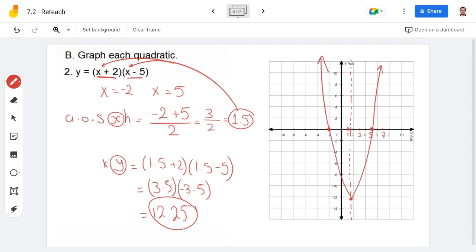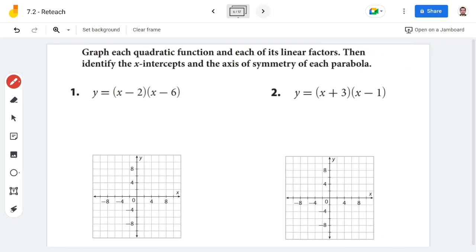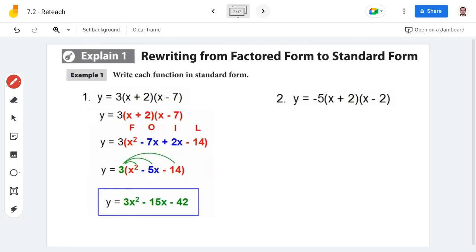Okay, after we know how we can graph the functions, you can now start graph practice on these two questions. Okay, now let's rewrite from the intercept form to standard form, which is easier. So we know that the standard form is ax squared plus bx plus c. So what we need to do is just FOIL, which is the distributive property.